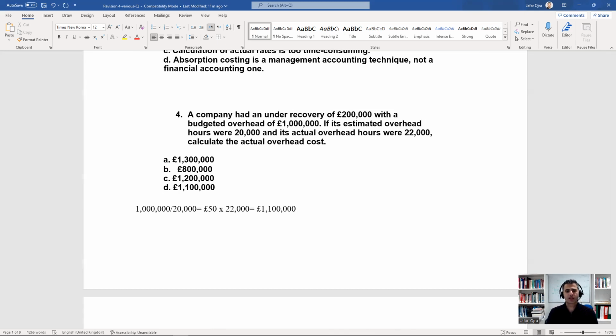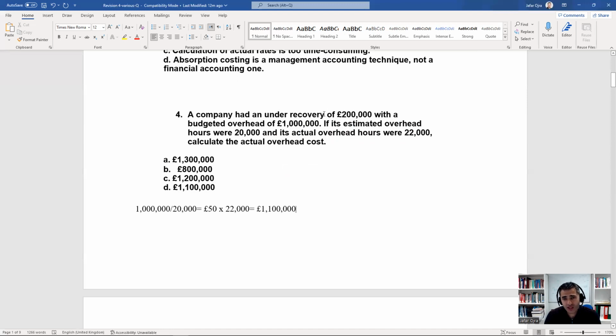Okay, 1,100,000. So the answer, of course, is not D, is not 1,100,000, because the question asks you what's the actual overhead, and the question mentioned that there is under absorbed by 200,000. So what you need really to do, guys, you need to add up the 200,000 on the top of the actual overhead.